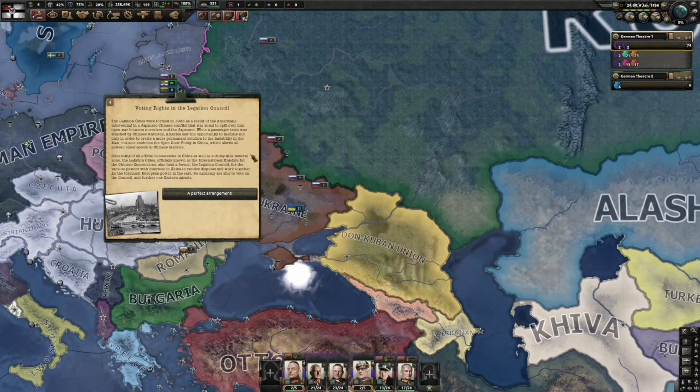Consisting of all official concessions in China, as well as a 30-mile neutral zone, the legation cities, officially known as the International Mandate for the Chinese government, also host a forum, the Legation Council, for the various powers with interests in China to resolve disputes and work together. As the foremost European power in the East, we naturally are able to vote on the Council and further our Eastern agenda. A perfect arrangement for everyone that matters.